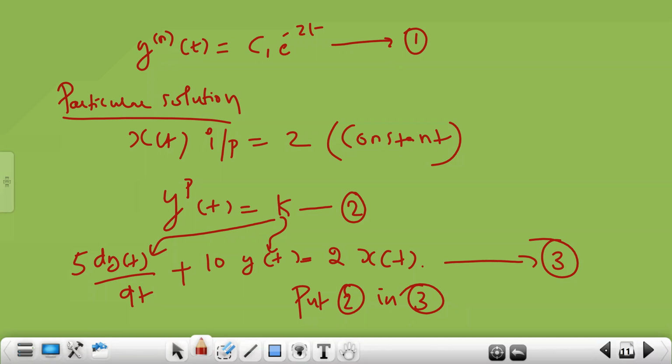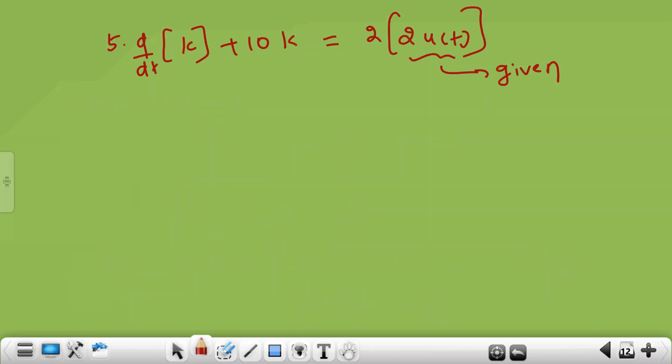So the first term is 5 into the derivative of y, that is the derivative of your particular solution, k, plus 10 into k equal to 2 into x of t. What is x of t? x of t is 2u of t. Now, what is this? d by dt of k is 0. Correct. Derivative of a constant is 0.